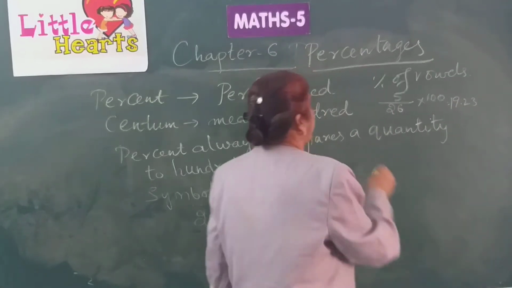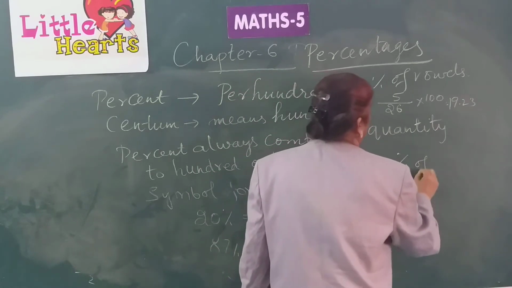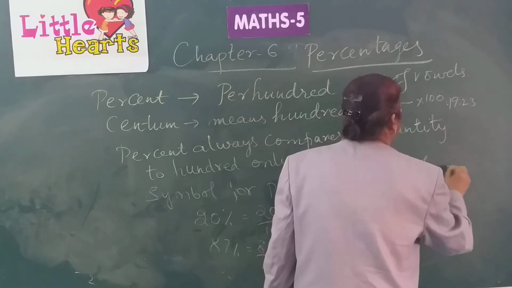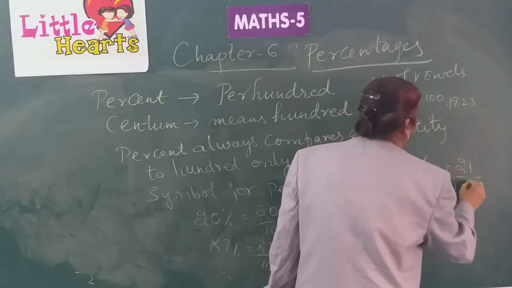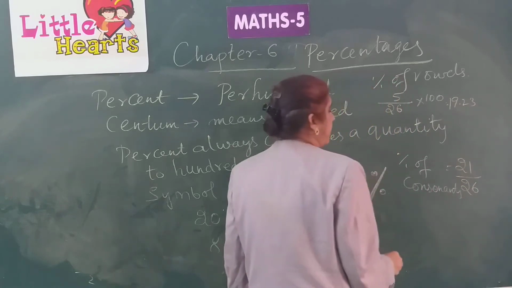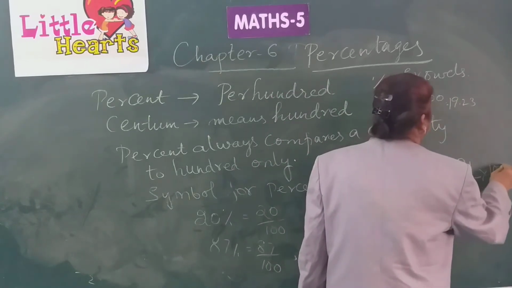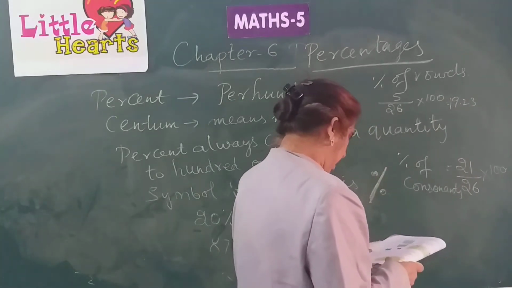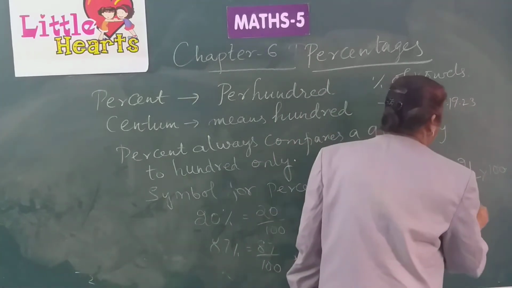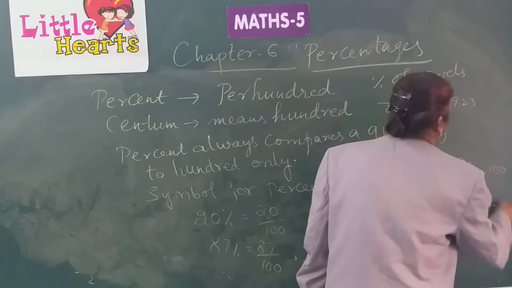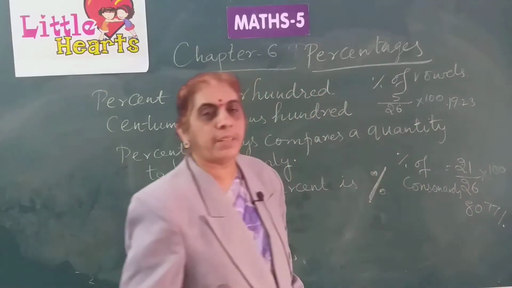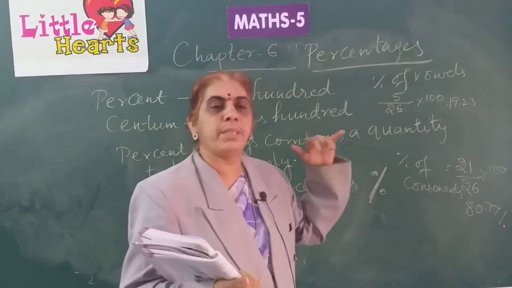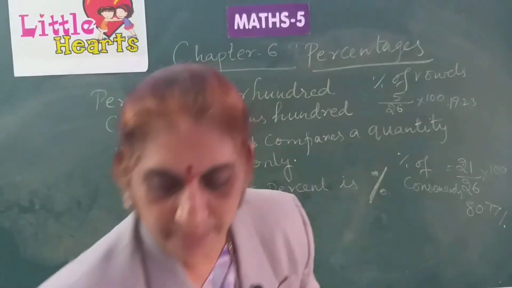Percentage of consonants. How many consonants are there in English? 21. Total number of alphabets 26. 21 by 26 into 100. That gives you 80.77%. In this way, a fraction can be converted into percent by multiplying by 100.